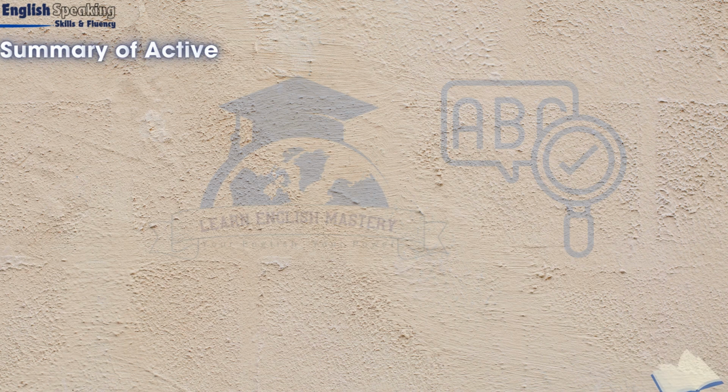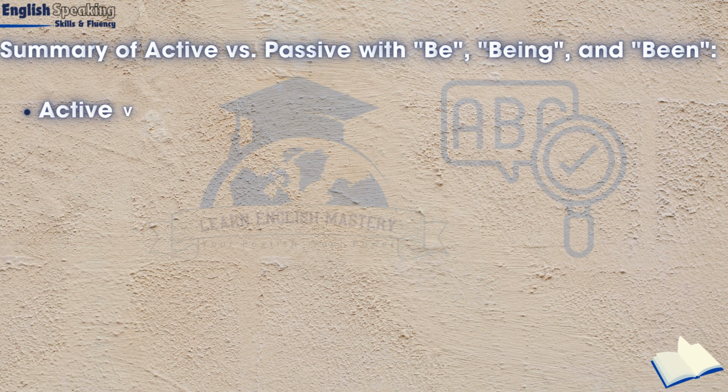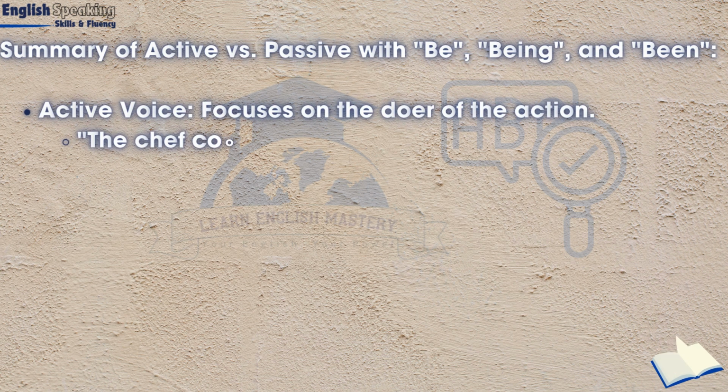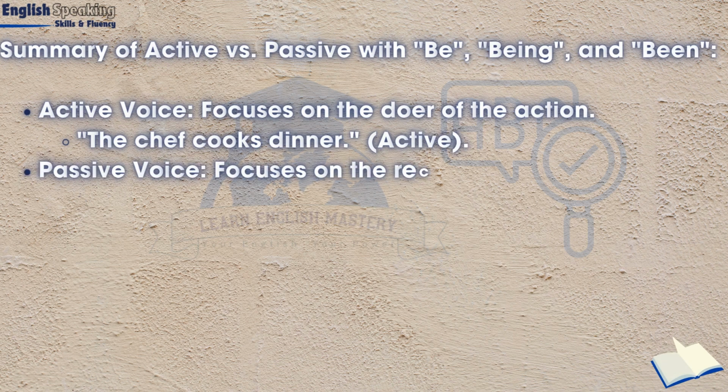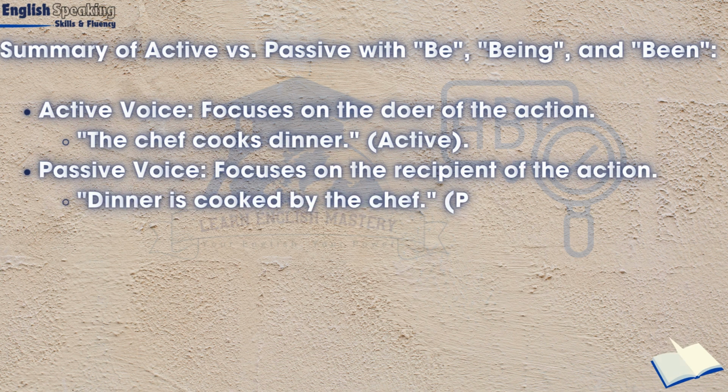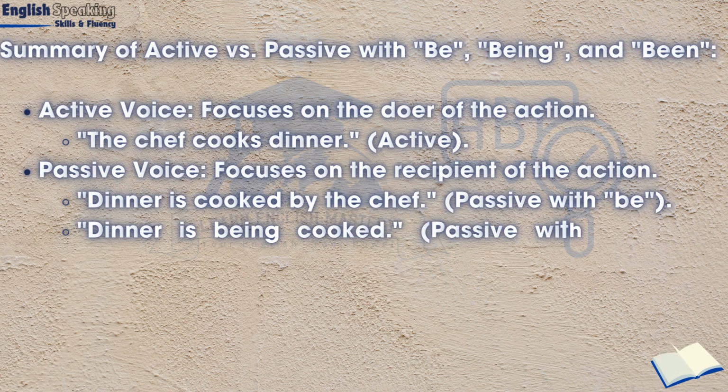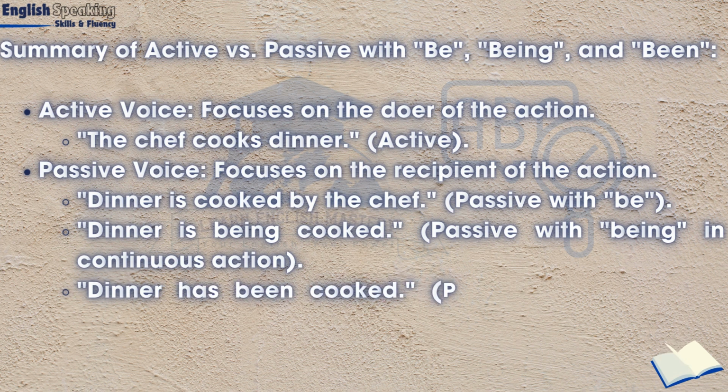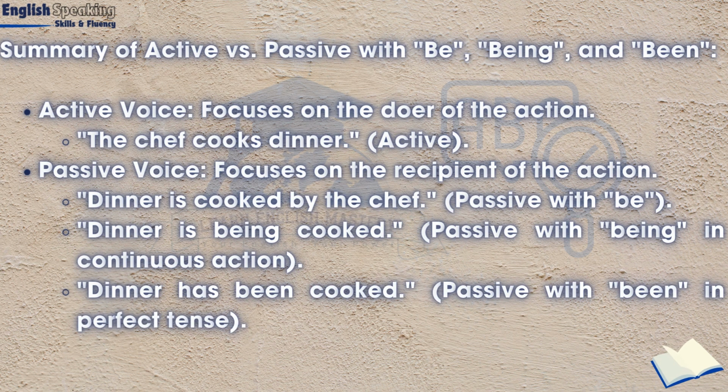Summary of active versus passive with be, being, and been. Active voice focuses on the doer of the action. The chef cooks dinner. Passive voice focuses on the recipient of the action. Dinner is cooked by the chef. Passive with being, in continuous action, dinner is being cooked. Passive with been, in perfect tense, dinner has been cooked.